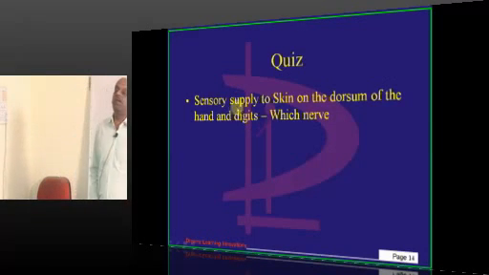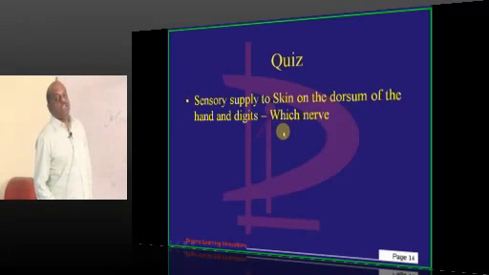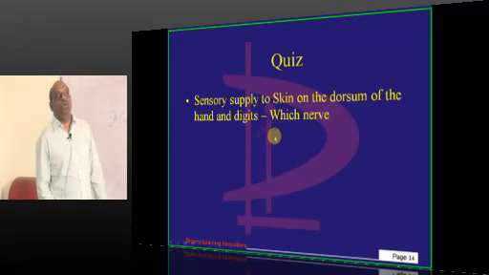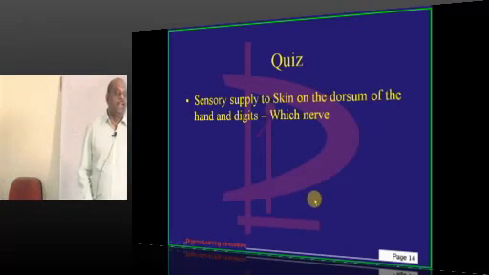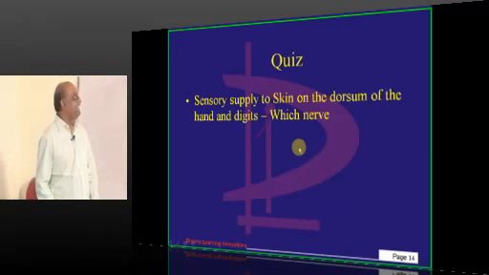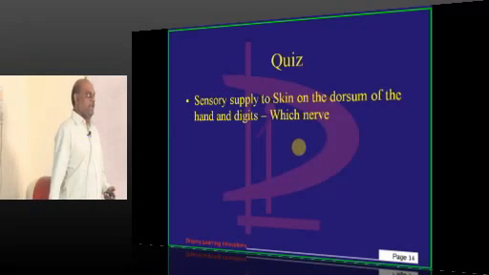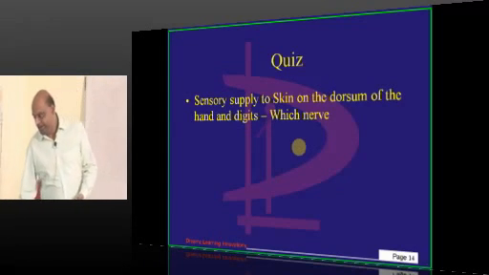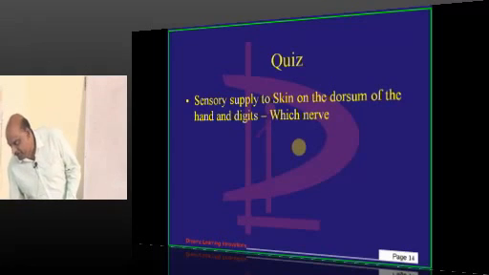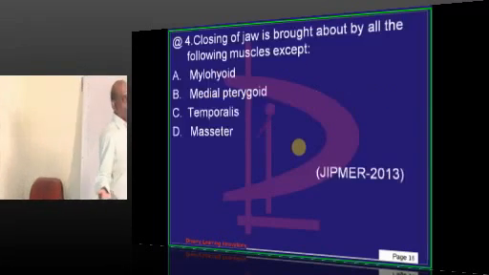Now I want to ask you a quiz question. Come on, doctor. Sensory supply to the skin on the dorsum of the hand along with the digits. Somebody said median, median, median or radial. Let our online students also punch and share the joy. Srinivas, Chaitanya, Prabha, everybody is saying radial. Absolutely.